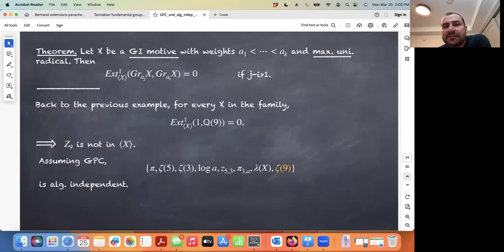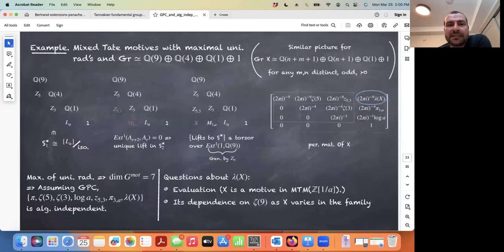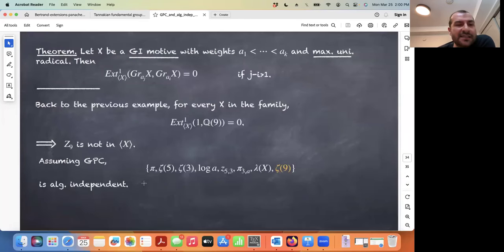Now, going back to my previous example, what this will do is that here, in the category generated by X, there's no non-trivial extension of 1 by Q9. So zeta of 9 is actually not in there. So the motive of zeta of 9 is not in that subcategory. Now, when you think about the Grothendieck period conjecture, what that would imply, if you assume the conjecture, is that if I throw in zeta of 9 in my previous set of 7 periods, that also is algebraically independent.